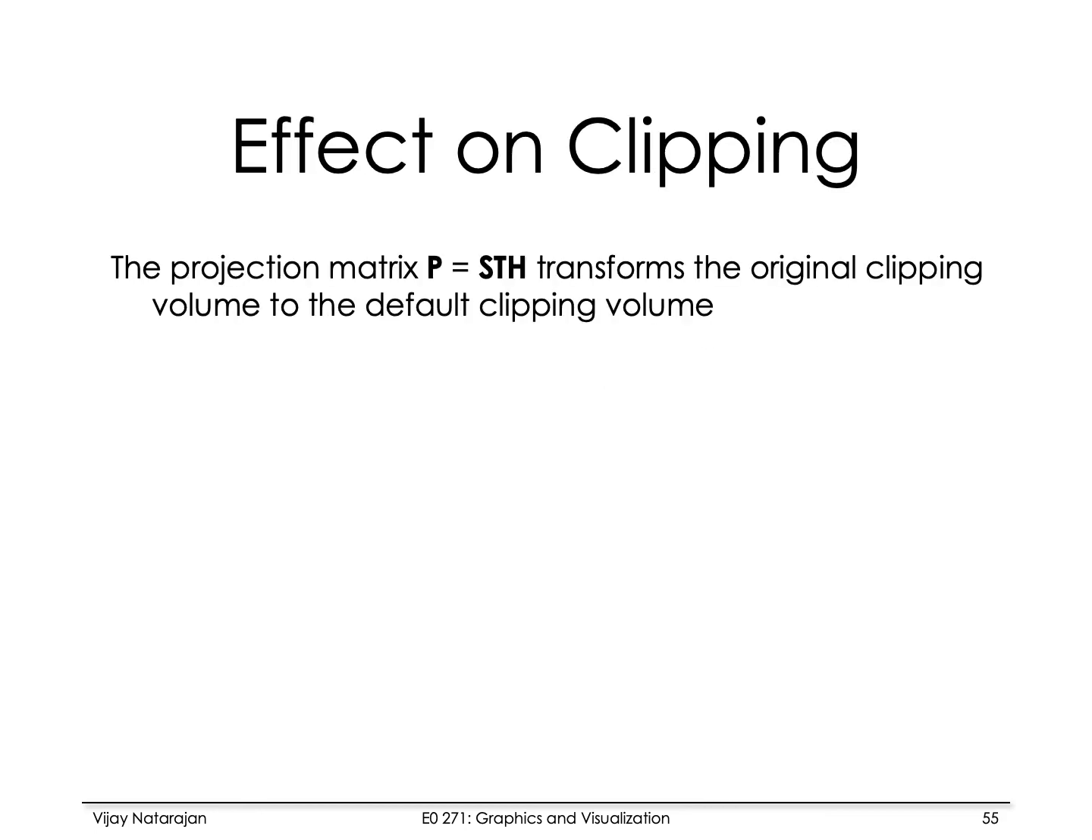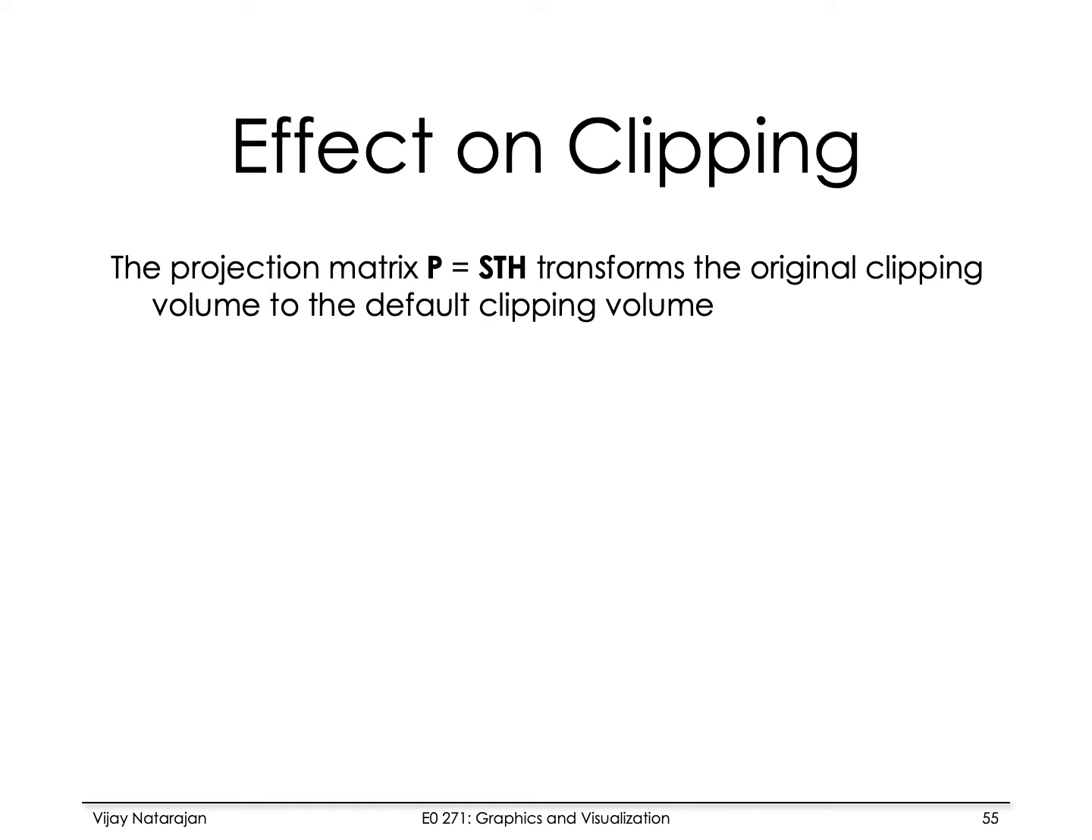So I mentioned that the normalization simplifies the clipping operation, and this is how it does. Note that we haven't talked really about how clipping is implemented, but we understand what clipping is, and that is sufficient for this discussion. The projection matrix P transforms your original clipping volume to the default clipping volume.